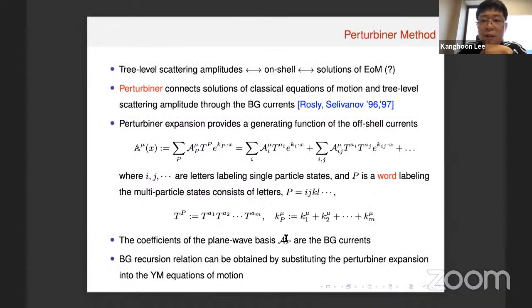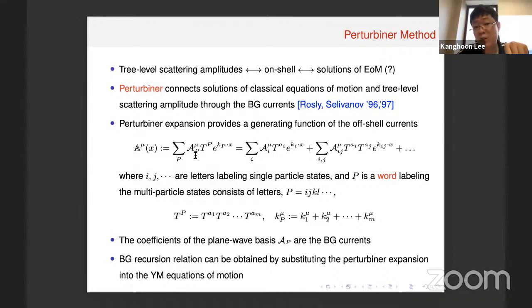The other ingredient is Perturbiner, and one may usually ask that the tree-level scattering amplitude is unusual, and the solution should be related to the solution of the equation of motion, but it's not clear. But the so-called Perturbiner expansion connects these two things together. And this is the Perturbiner expansion. Actually, it's a multi-particle expansion of the plane wave basis.